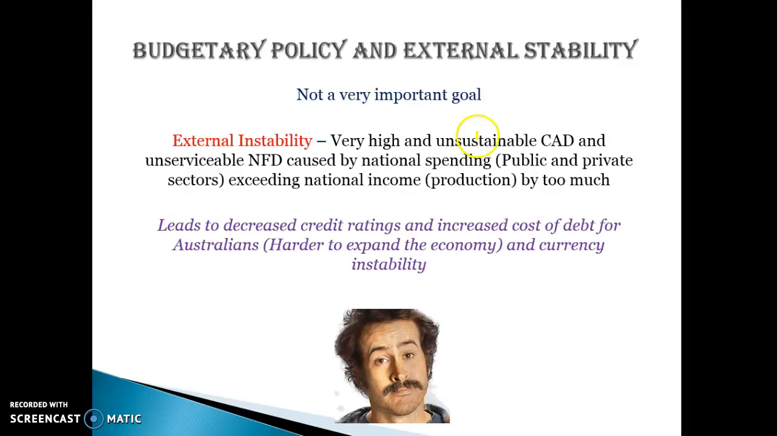All right, external stability: not a very important goal, not one of the key ones, but still relevant. External instability is when the current account deficit is unsustainable and net foreign debt caused by national spending is too high, so that it exceeds national income. This leads to decreased credit ratings, increased cost of debt, and makes it harder for us to expand our economy in the long term. So budget surpluses can have an expansionary impact in the long term because they help to keep our credit rating higher, give us access to money to spend on infrastructure, and also give us a pool of savings for any future investment.